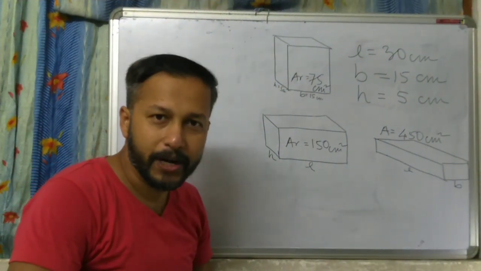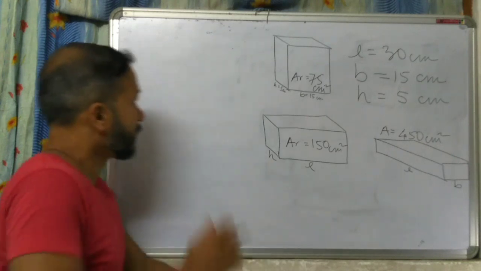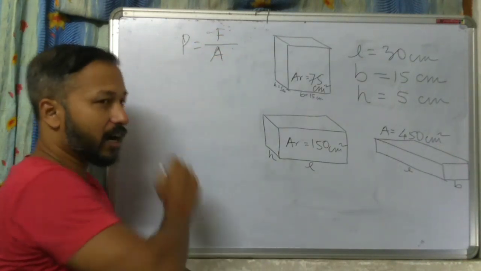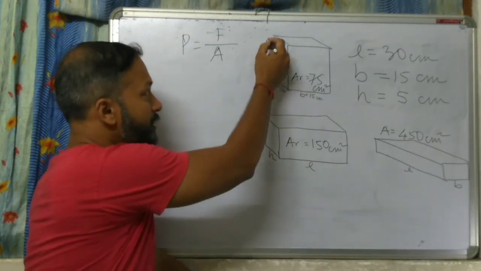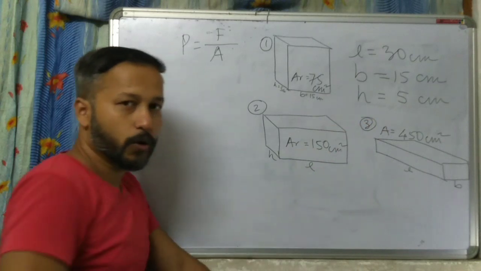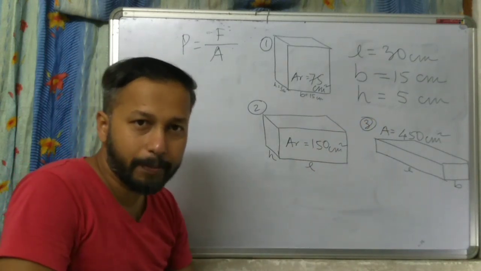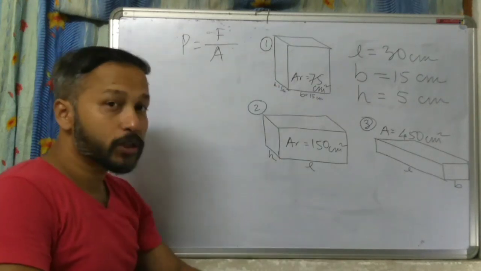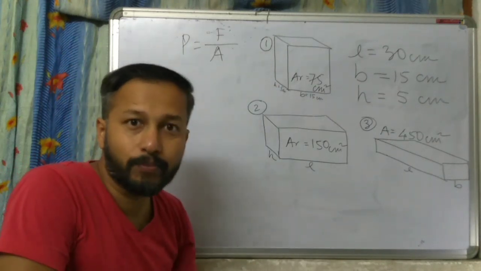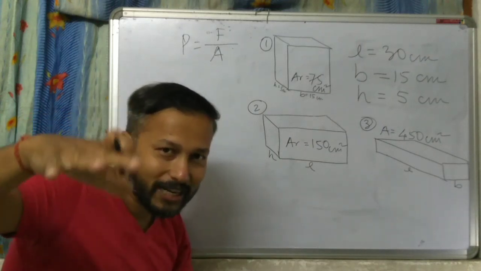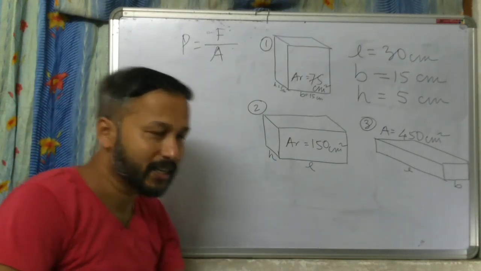We know that pressure equals force by area. This is my first condition, second condition and third condition. For all these conditions, we will take out the pressure. Pressure equals force by area. What is this force? Force means weight of the book. Yes, so force is the weight of that book which you have taken.